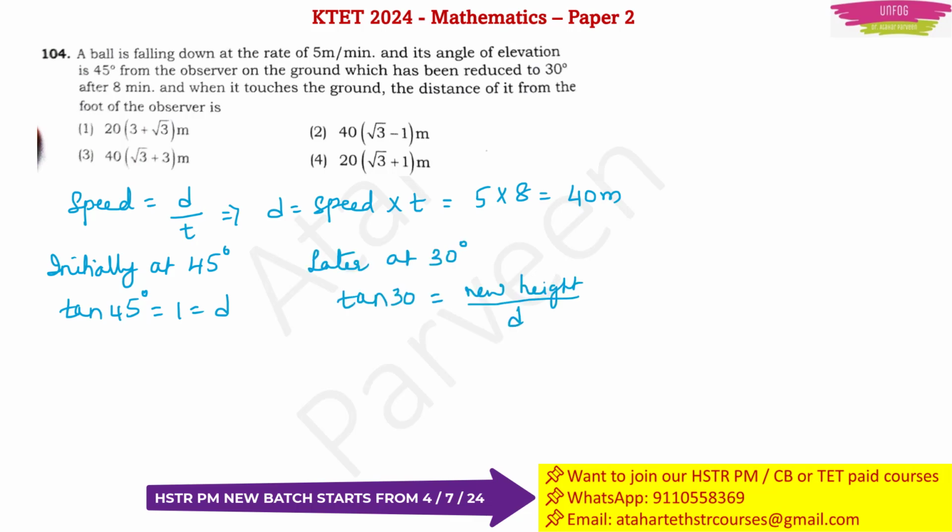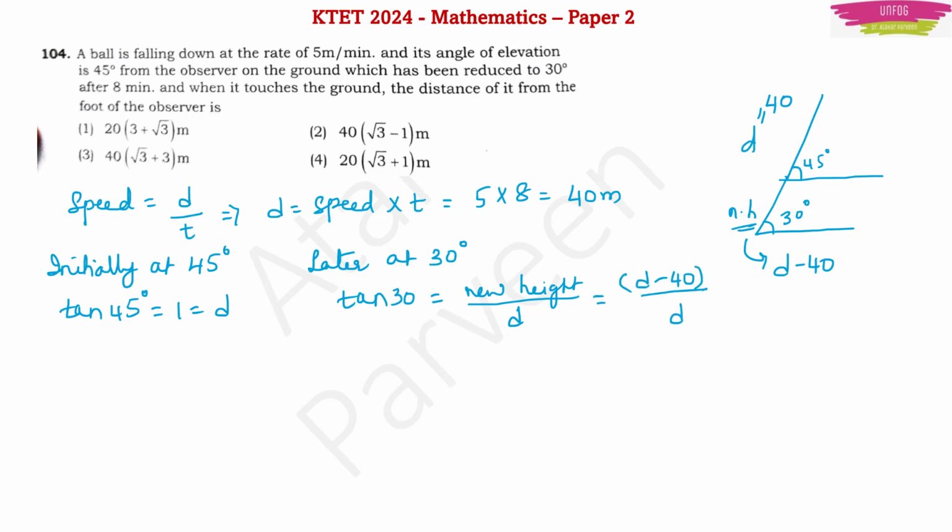45 degree means tan 45 will be 1, that will be the ratio of height to distance. Later when the angle is reduced to 30 degree, at that time you have to take the new height, correct? So the new height upon the original distance you have to take. But here, in order to understand the new height, you should draw the diagram. So our new height will be the entire distance minus 40. Okay, so I will have to write d minus 40 by d, and this I can equate to 1 by root 3 because tan 30 is 1 by root 3.